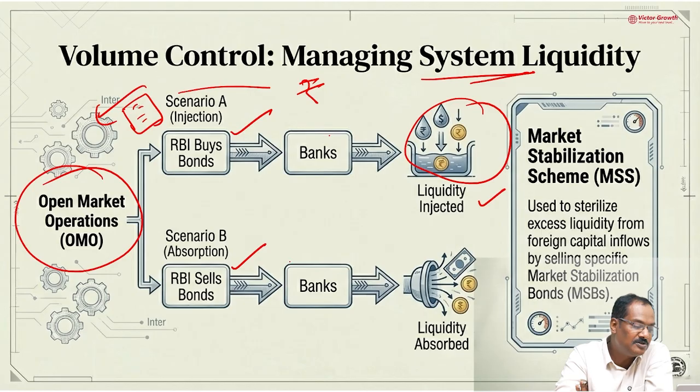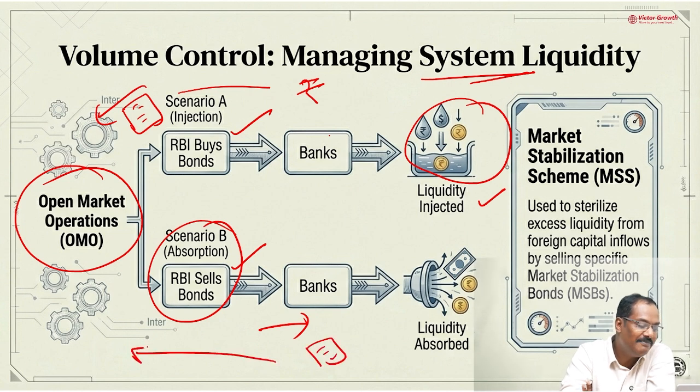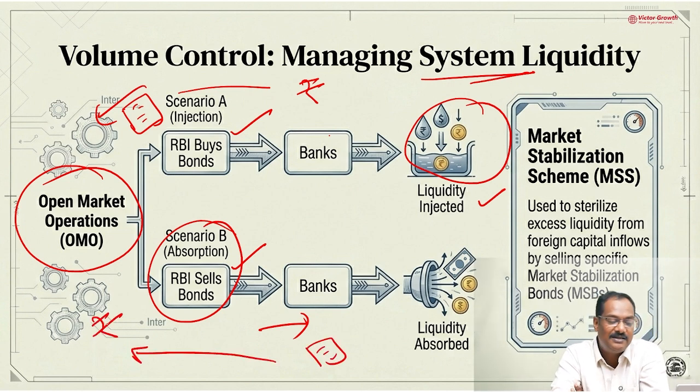Okay, the reverse is also possible. They will sell the bond. So the bond will come to the market, and the rupee will go to the RBI's wallet. That means liquidity is absorbed. They take the money out of the economy. So both they can do under the component called open market operation.